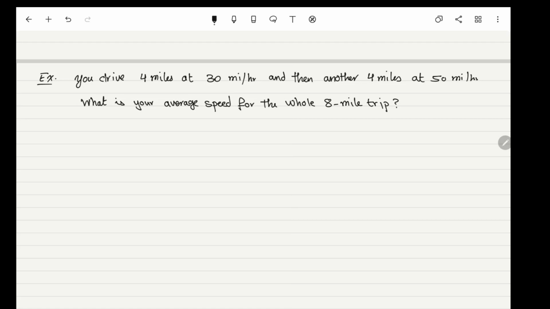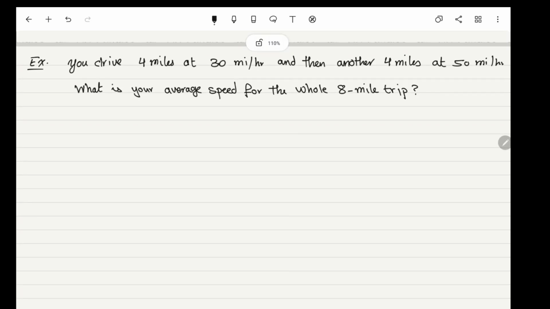Now let's have another example. You drive 4 miles at 30 miles per hour and then another 4 miles at 50 miles per hour. What is your average speed for the whole 8 miles trip? This example is different from the previous one because the time for the first part of the trip is different than the time for the second part of the trip. And to find the average speed in this case, we should find the time for each part of the trip.